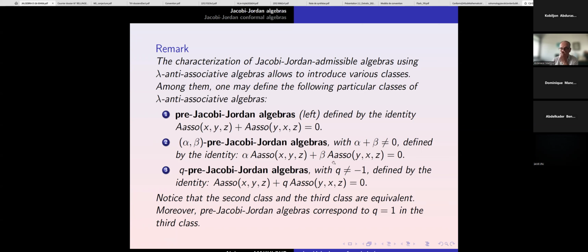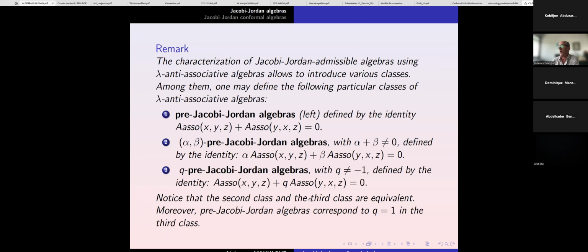We can also define alpha beta pre-Jacobi-Jordan algebra with the sum different from 0. Here is a generalization of the previous one. You can consider an identity where you put alpha here and beta here, such that the sum of these two coefficients is different from 0. We call this class alpha beta pre-Jacobi-Jordan algebra. It generalizes the previous one. And we can also simplify this and define a Q pre-Jacobi-Jordan algebra by the ones satisfying that the anti-associator of x, y, z plus Q times the anti-associator of y, x, z equals 0.